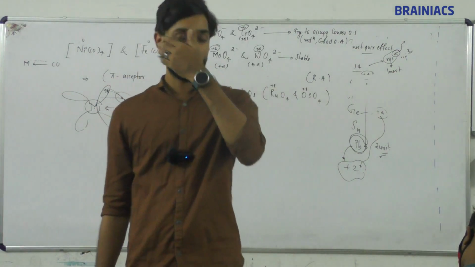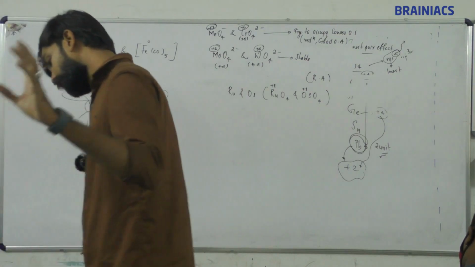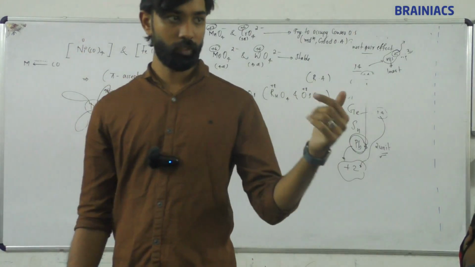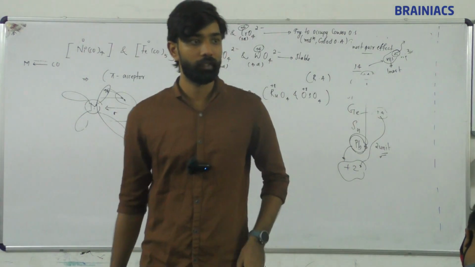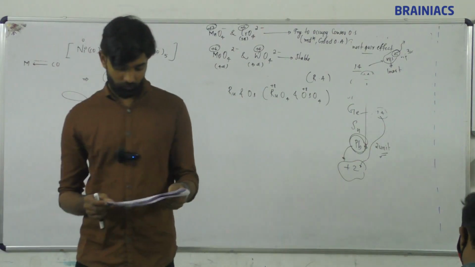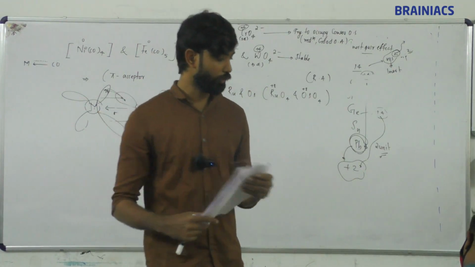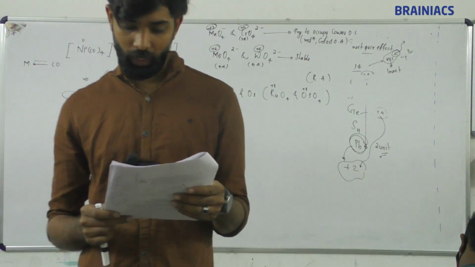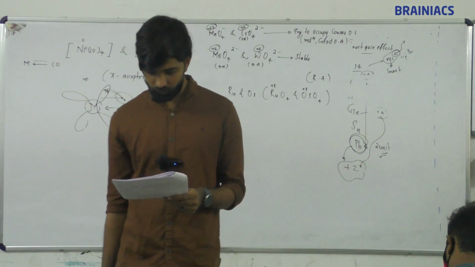So the metal has a back donation tendency to ligands, and here ligands means pi acceptor ligands. Fine, so that's all about oxidation state. Next we have to discuss trends of stability in oxidation state. Next topic, the stability of higher oxidation state.